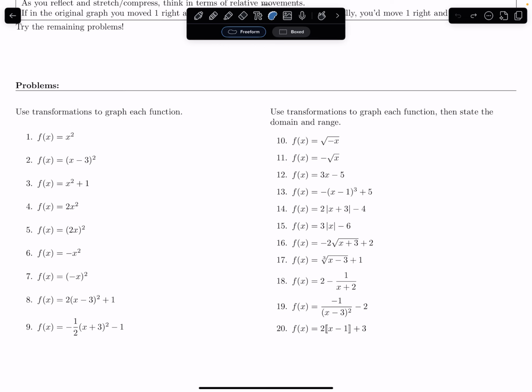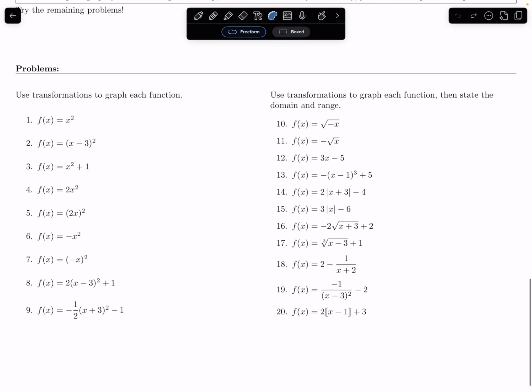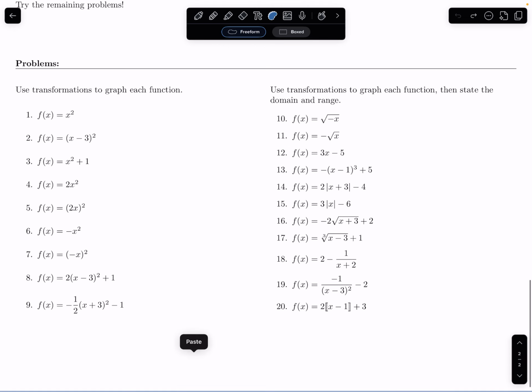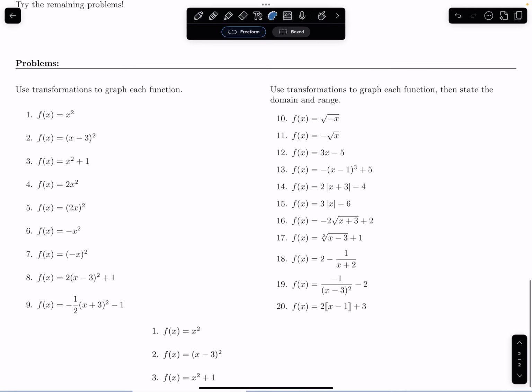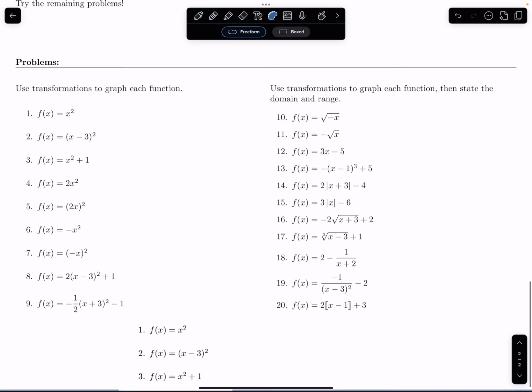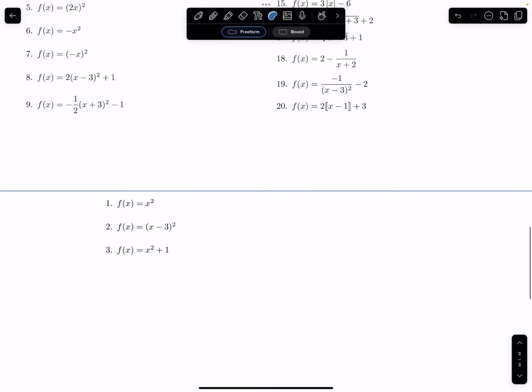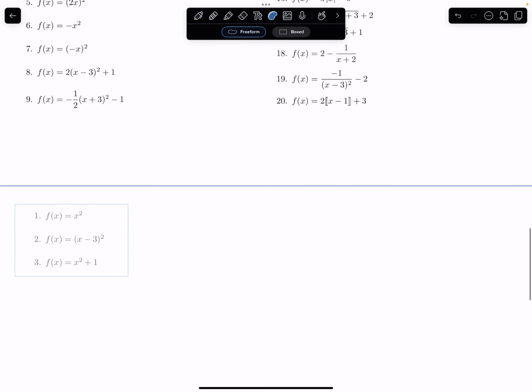And you'll notice questions 1 through 9, they're all different forms of one of our favorites, the quadratic. It's a squared function, also called the quadratic function. And we're looking at the basic quadratic.